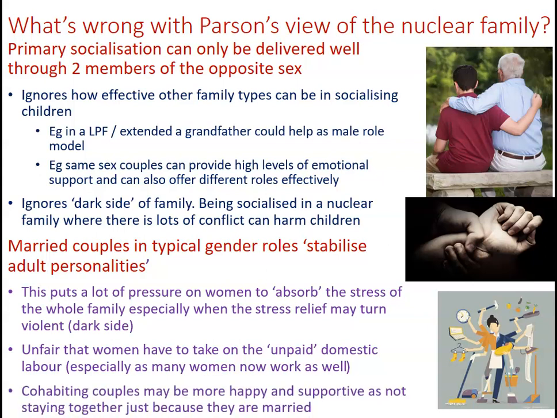Finally, I just want to make a little point about cohabiting couples. So cohabiting couples are ones that are not married, but live together, and in this case, in a family, would have children. Now, Parsons and Murdock said it was only married couples that could really support one another. But actually, there's an argument that a cohabiting couple might be more happy and supportive than a married couple because they're staying together because they want to, not just because they're married.